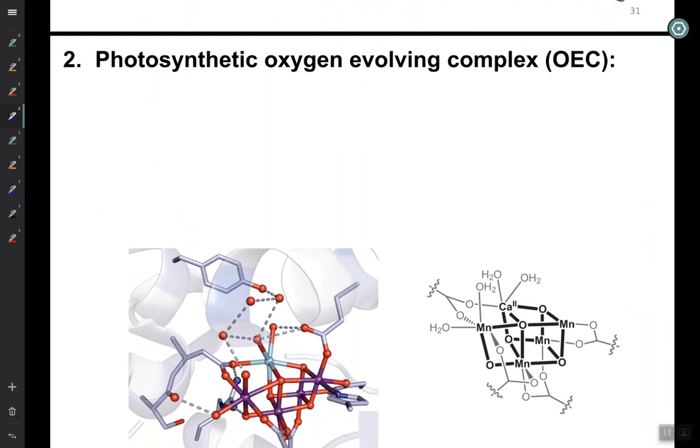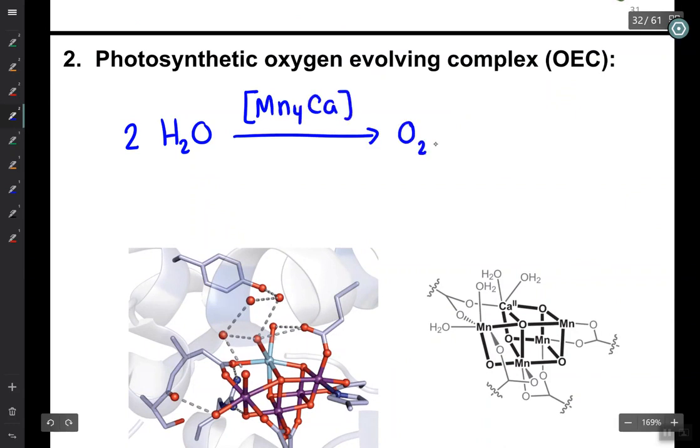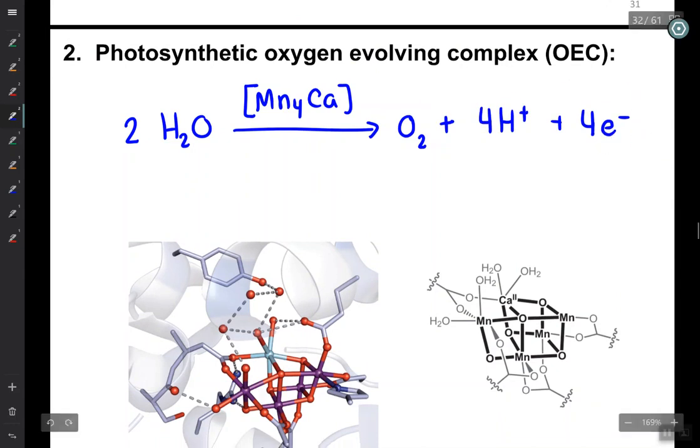There is a lot of interest in studying how photosynthesis works and to basically reproduce it in a synthetic system. So a lot of people are studying specifically this complex, the photosynthetic oxygen evolving complex. And what this enzyme does is it takes water, using a very special 4-manganese calcium cluster, and is able to produce oxygen, but what's important is that it generates electrons. These electrons can be used further downstream for other processes.